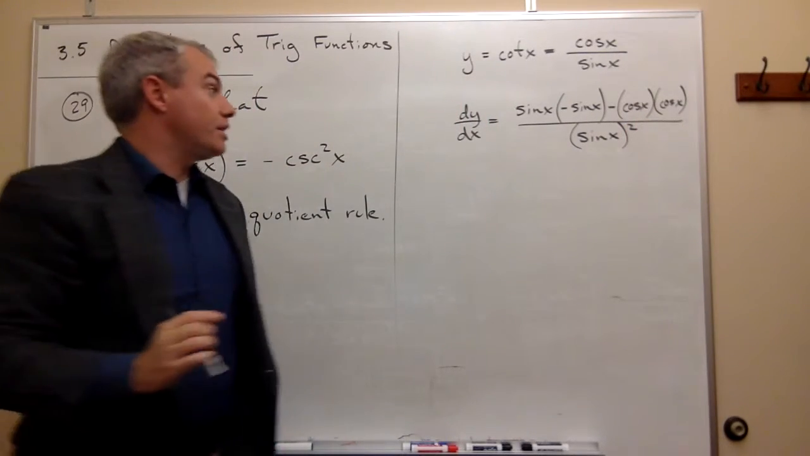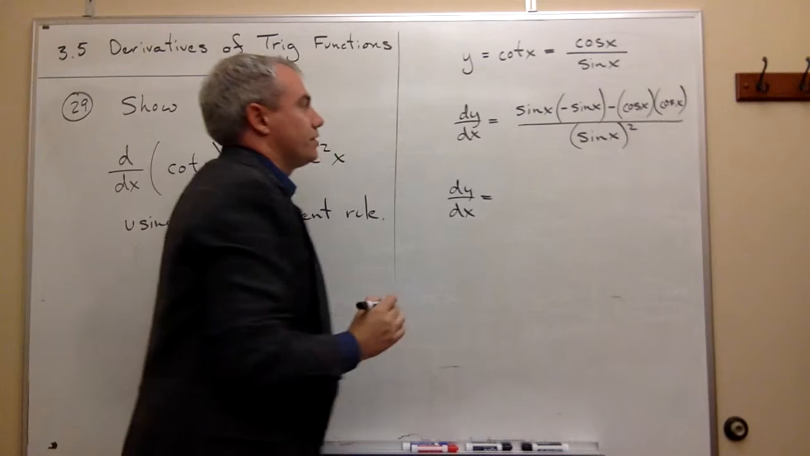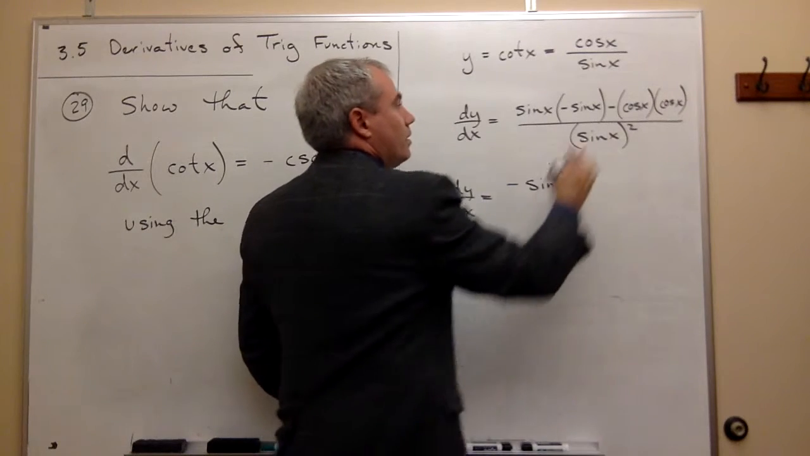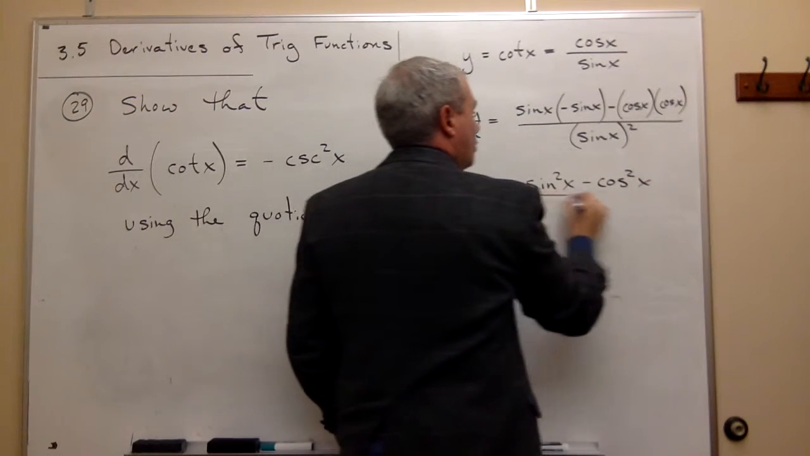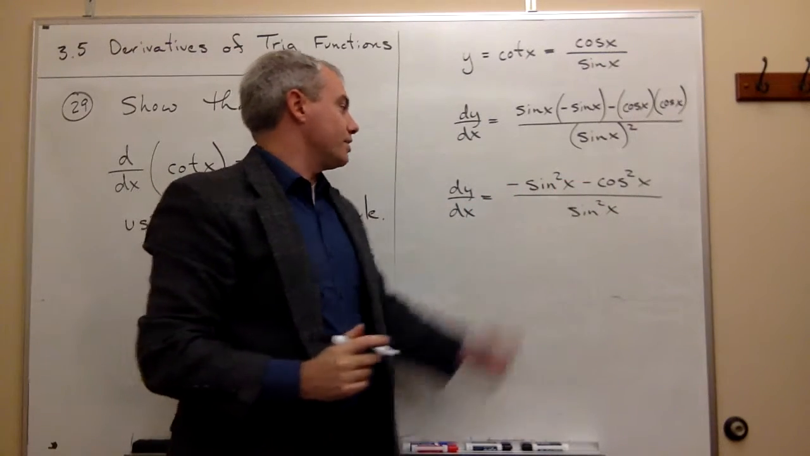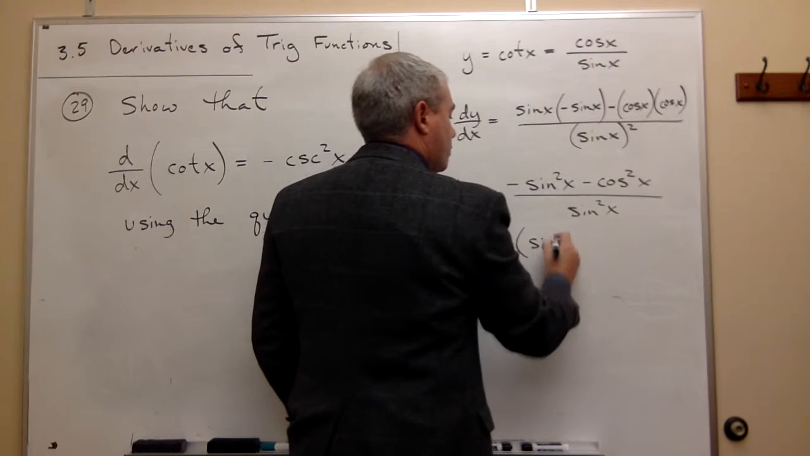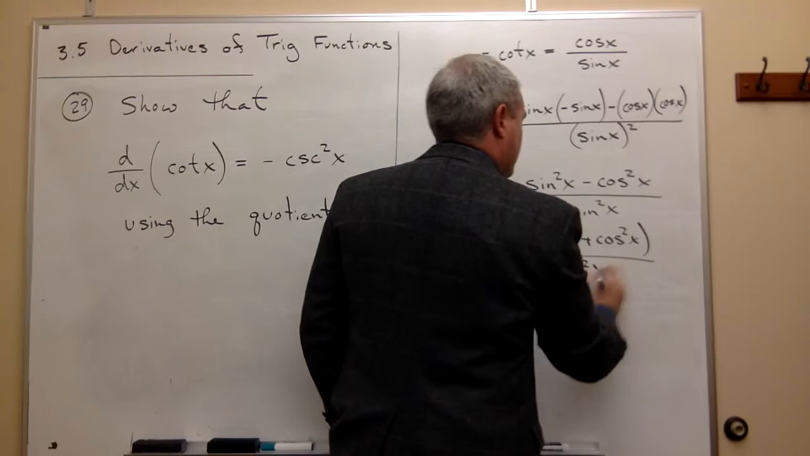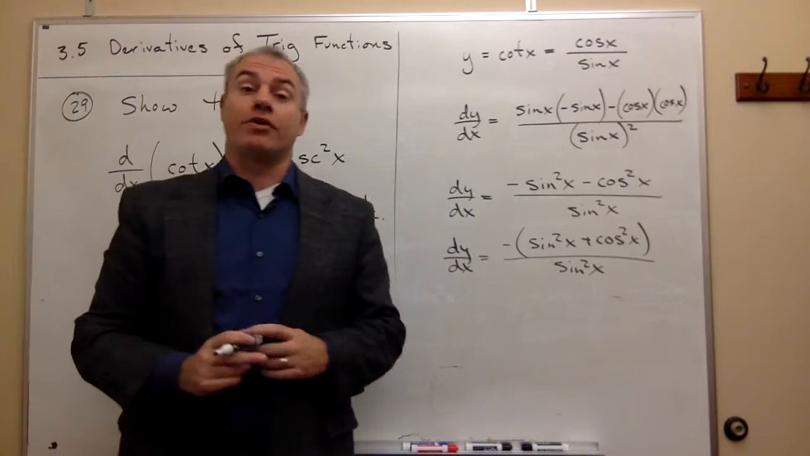Okay, let's keep going here. I'm going to simplify this a little bit so I get that dy over dx is equal to sine of x times negative sine of x, which is negative sine squared of x. Negative cosine of x times cosine of x is minus cosine squared of x, all over sine squared of x. But I could factor a negative 1 out of these two guys if I wanted to, and I get that dy over dx is equal to negative sine squared x plus cosine squared of x, all over sine squared of x. But we know that sine squared of x plus cosine squared of x, that's a trig identity, and we know that that equals 1.